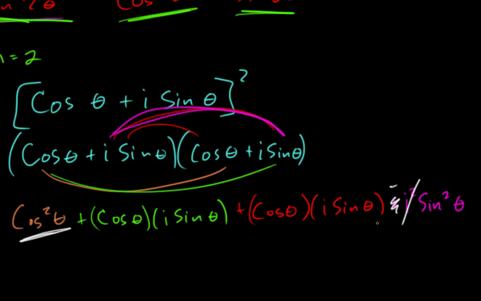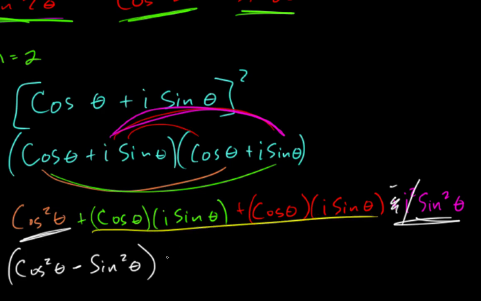So our real parts are both these. So it's going to be cosine squared theta minus sine squared theta. And then we have 2 of these. So I'm just going to say plus i times 2 sine cosine.